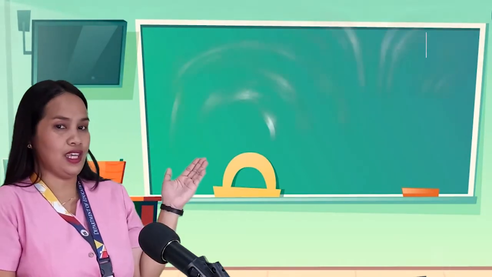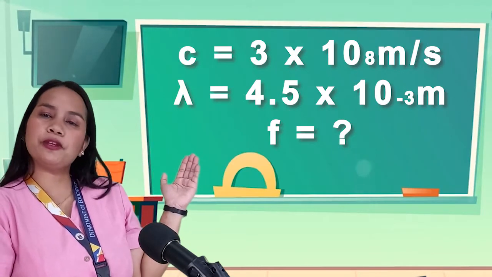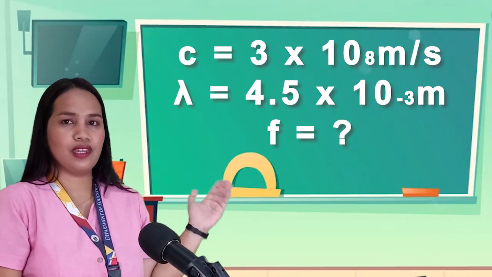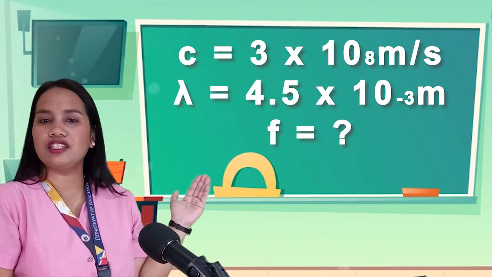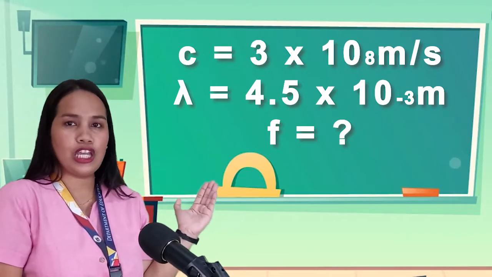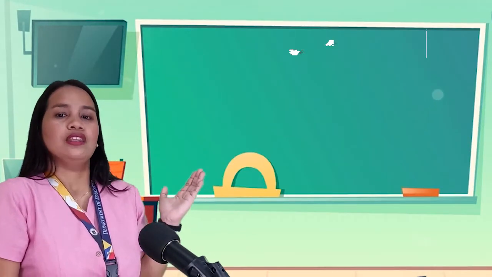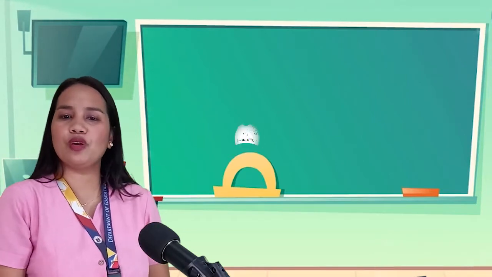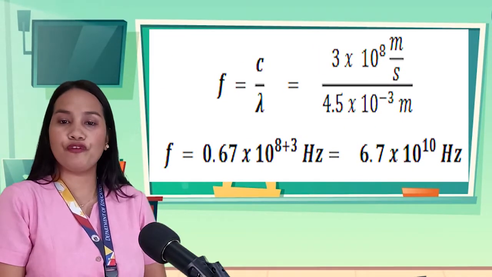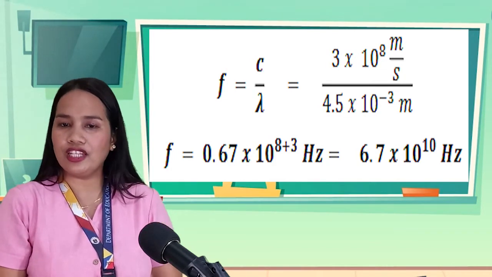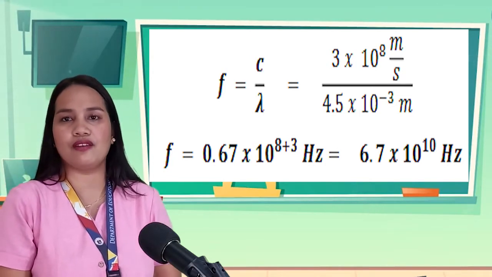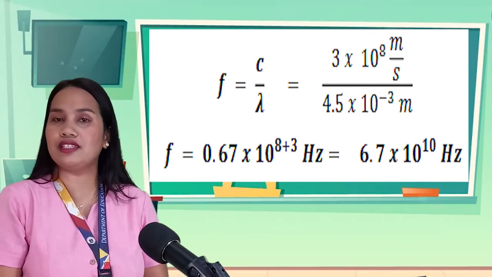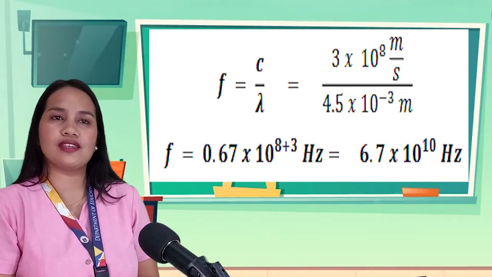First, let us identify the given. c equals 3×10⁸ meters per second. Wavelength, or lambda, equals 4.5×10⁻³ meters. And f is what we are going to look for. The derived equation is f equals c divided by lambda, or frequency equals wave speed divided by wavelength. The frequency of the wave is 6.7×10¹⁰ hertz, and based on the table, this electromagnetic wave is a microwave.